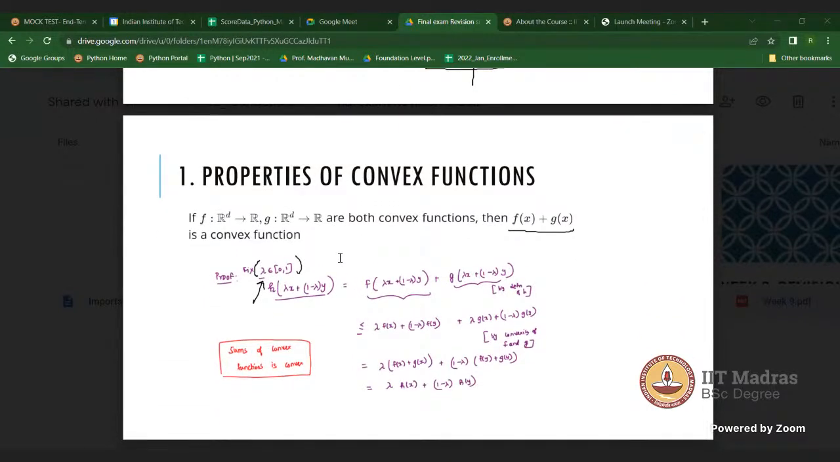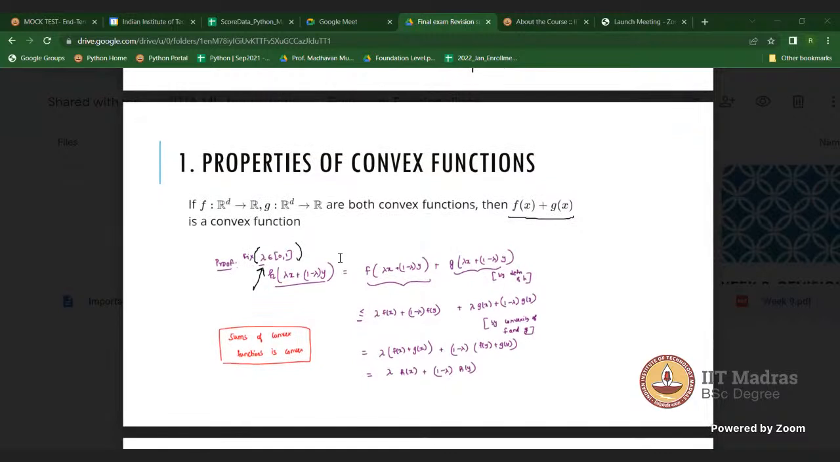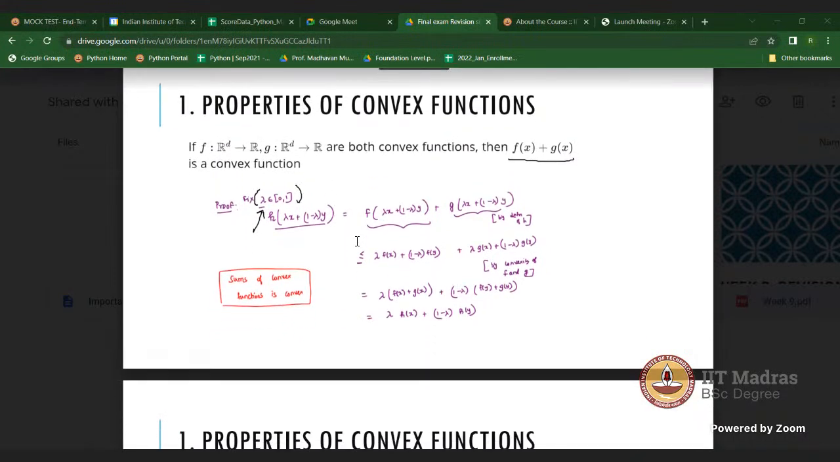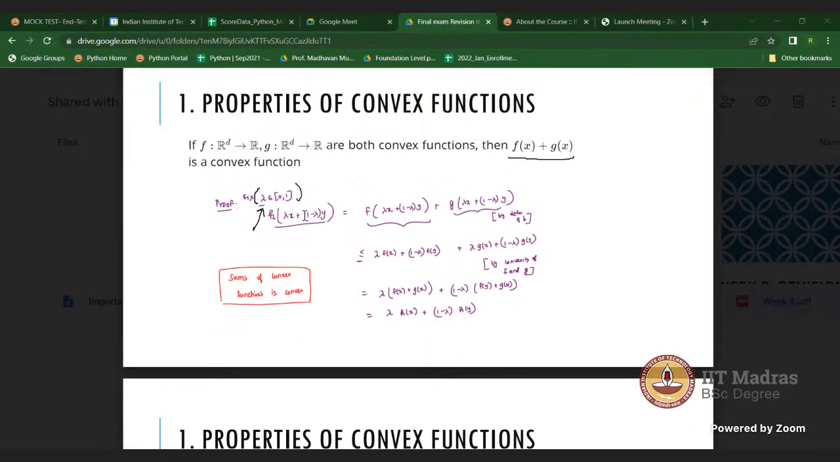So the first property of convex functions is, let's say you have two convex functions, f of x and g of x, then the addition of those two functions, f of x plus g of x, is also going to be a convex function. The proof for it is simple. We have the property of a convex function, which is f of lambda x plus 1 minus lambda into y is less than or equal to lambda into f of x plus 1 minus lambda into f of y.